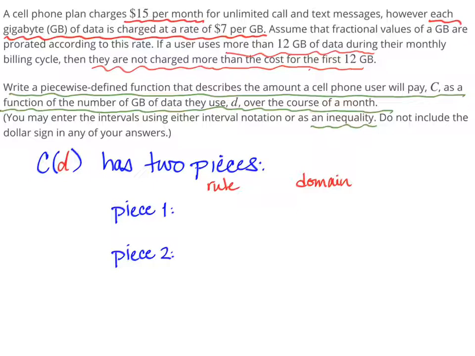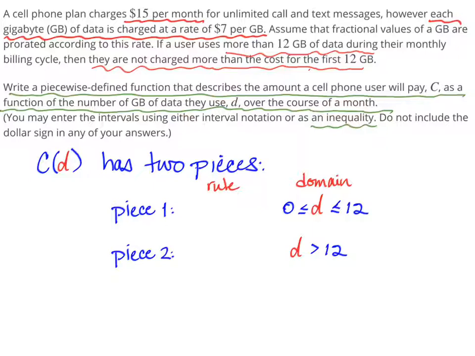We know that the domain is broken up into data less than 12 gigabytes and data more than 12 gigabytes. And you're never going to use a negative number of gigabytes. So the first piece of the domain, D, is going to be greater than or equal to 0 and less than or equal to 12, the first 12 gigabytes of data. Then the second piece of the domain is going to be D strictly greater than 12 gigabytes. So everybody else, all the people that go over 12 gigabytes.